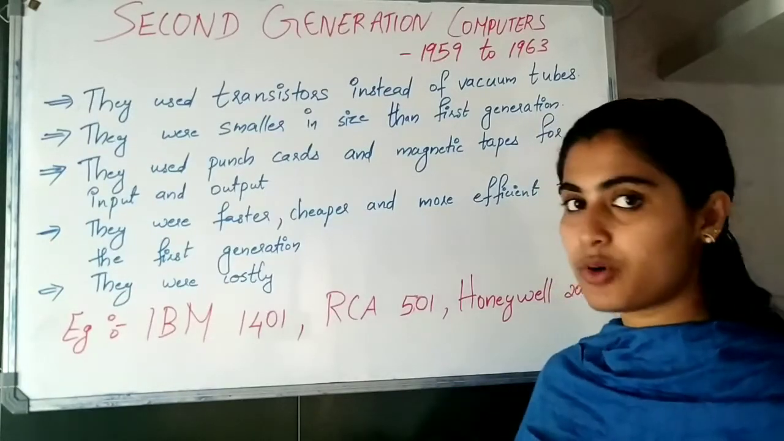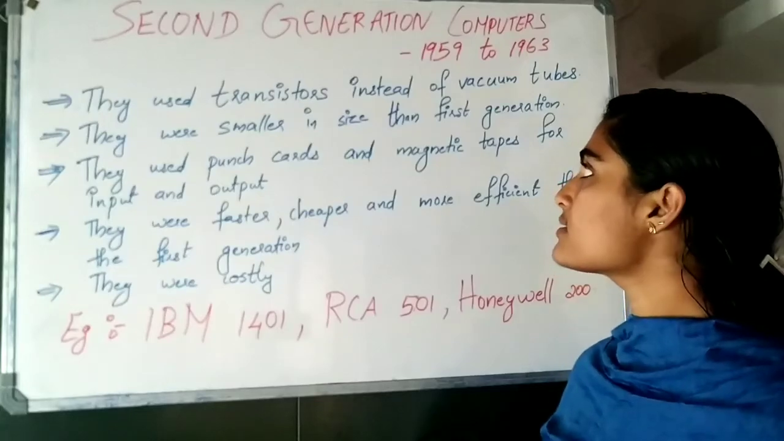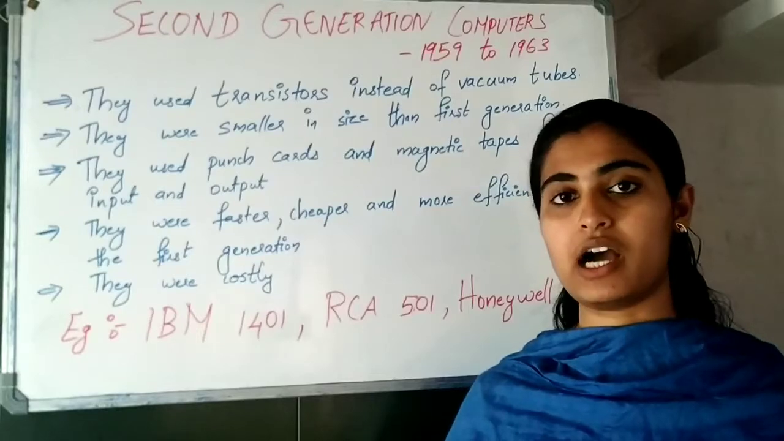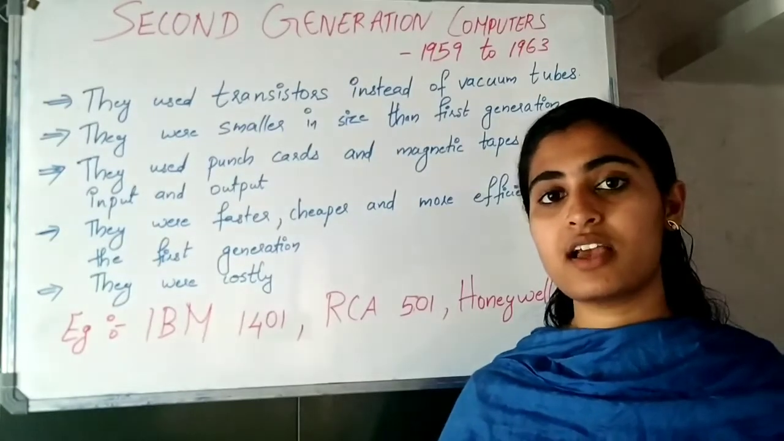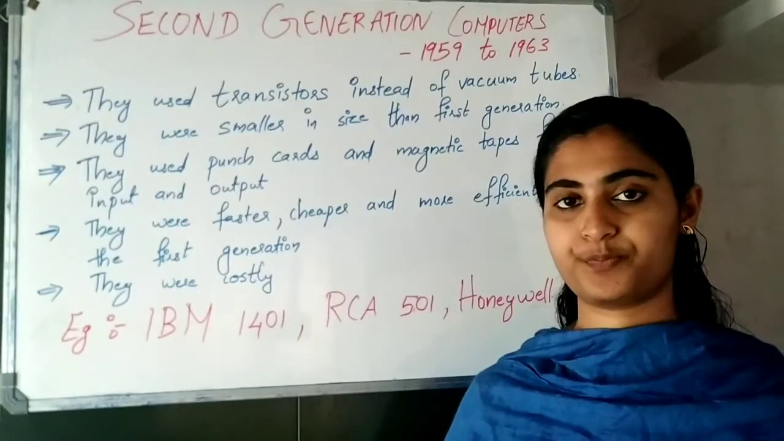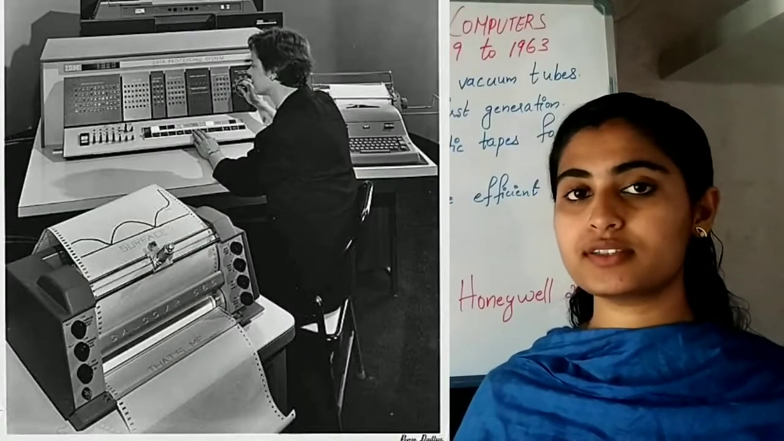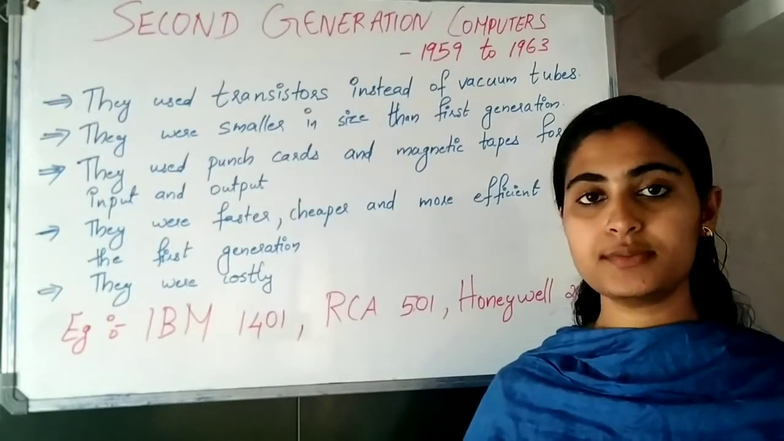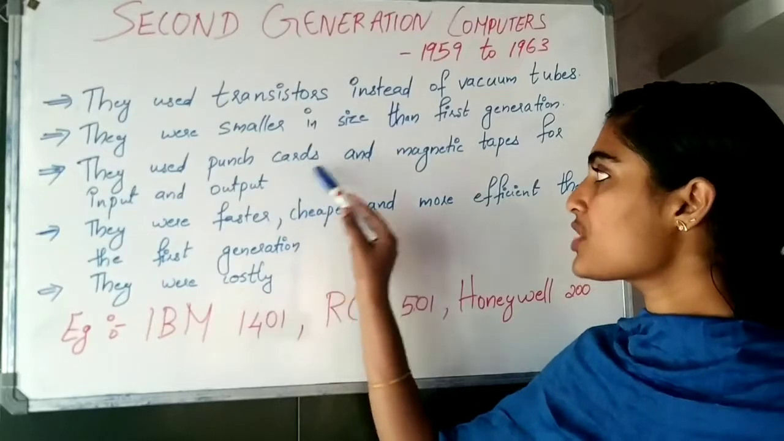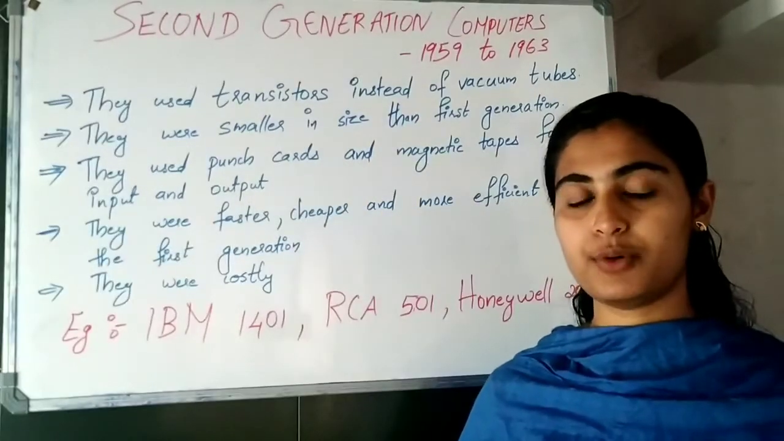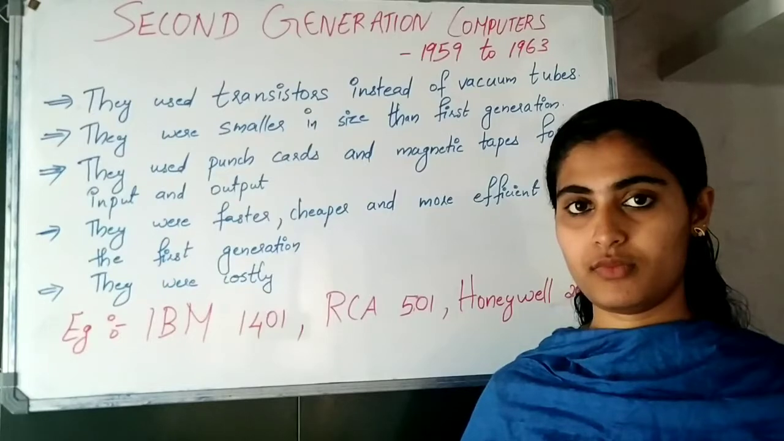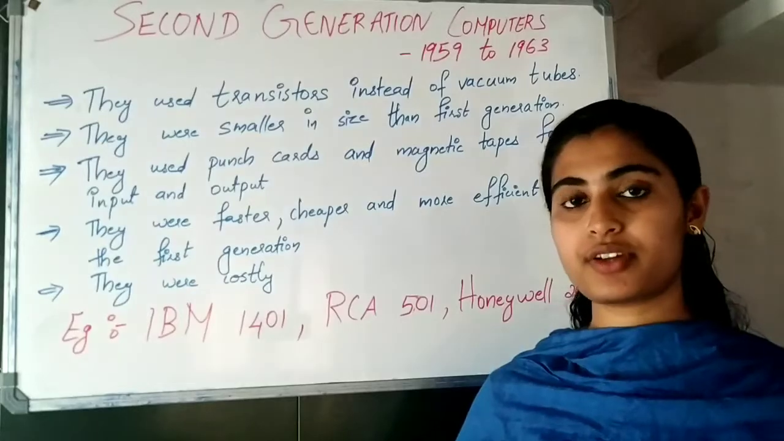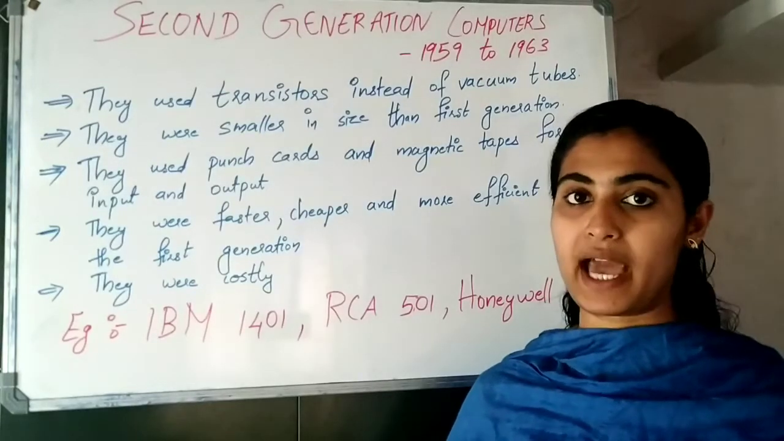Okay. Second point is they were smaller in size than the first generation computers. First generation computers were very large, as they could fit inside a room. But second generation computers became smaller than first generation computers. What is the third point? They used punch cards and magnetic tapes for input and output. In first generation we used punch cards. Here in second generation we use punch cards and magnetic tapes.